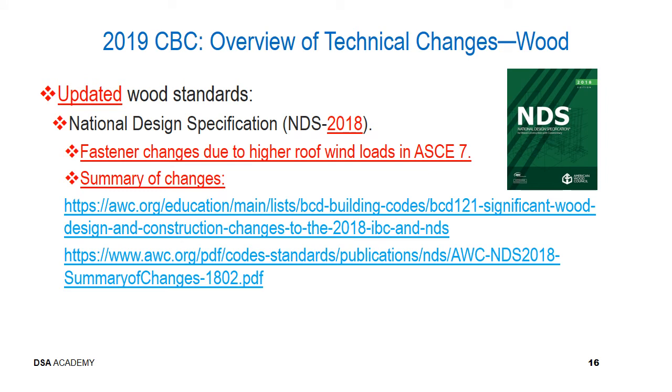Moving on to wood now, there are some new wood standards. The National Design Specification, there's a 2018 edition now. Often this is just abbreviated as NDS. Some of the significant changes are that there were fastener changes due to higher roof wind loads that were required in the new ASCE 7-16. A summary of changes are available at the links noted below.